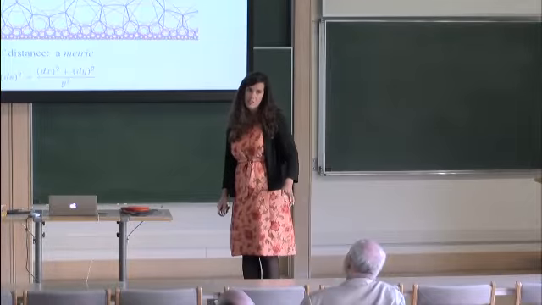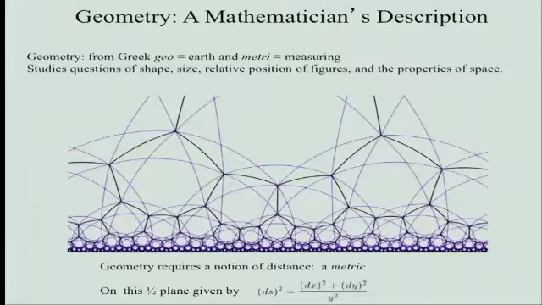That's contrasted, just to make it clear, with the notion of geometry, which comes from the Greek geo meaning earth and metri meaning measuring. And it's that second part of the word, measuring, that really distinguishes geometry from topology.